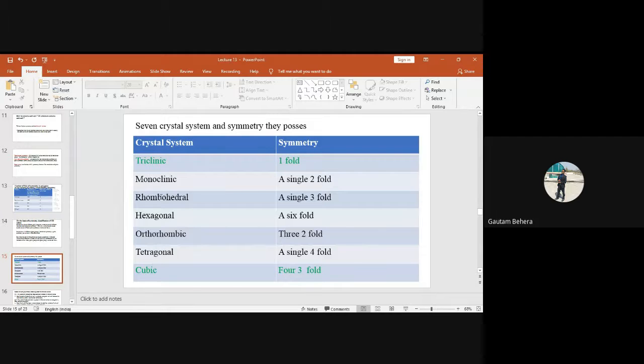Among the 7 crystal systems, which one has the highest symmetry and which one has the lowest symmetry? So cubic has the highest and triclinic has the lowest. Very good, very good. Triclinic has only 1-fold, but cubic has 4 3-fold axes, right? Highest one. Very good.